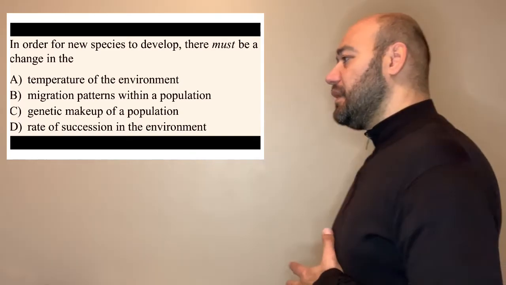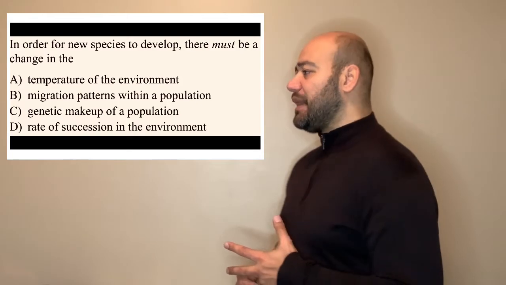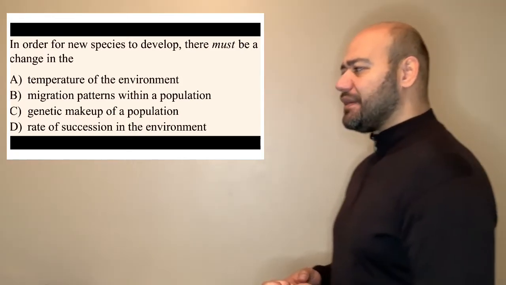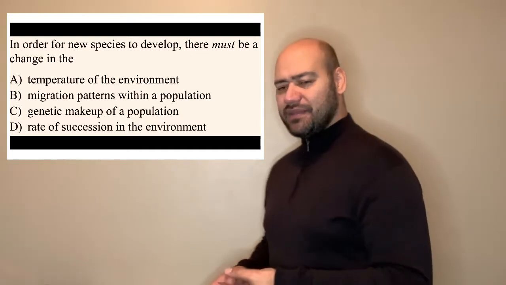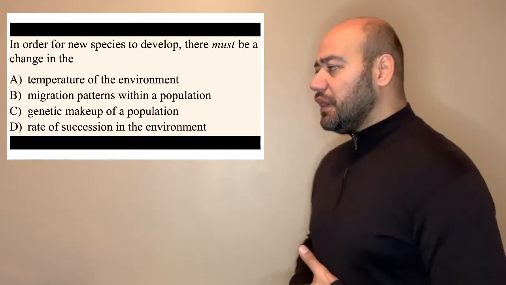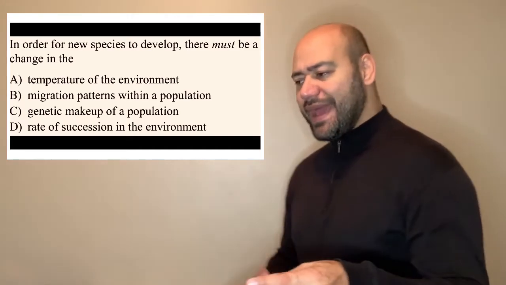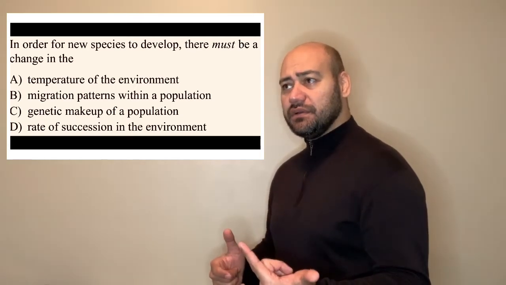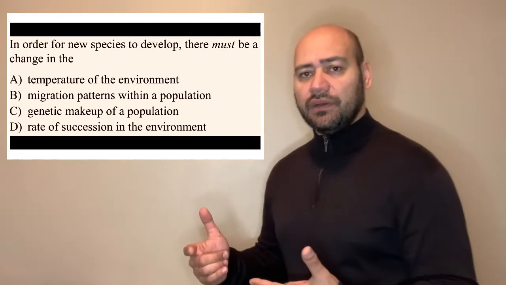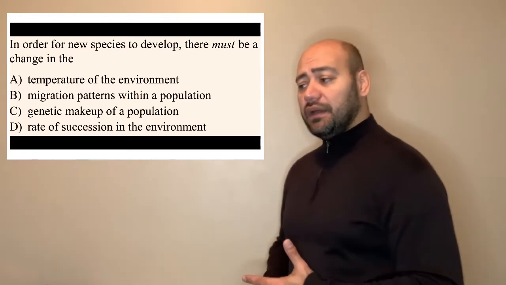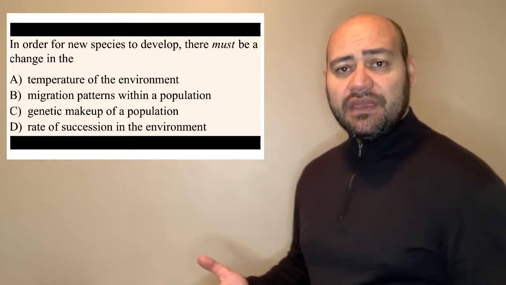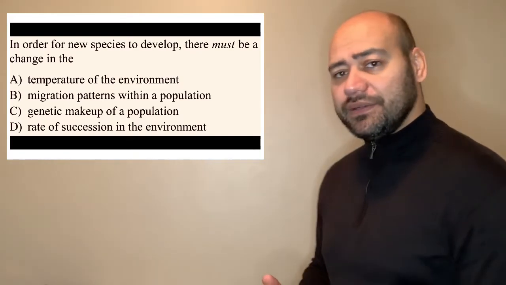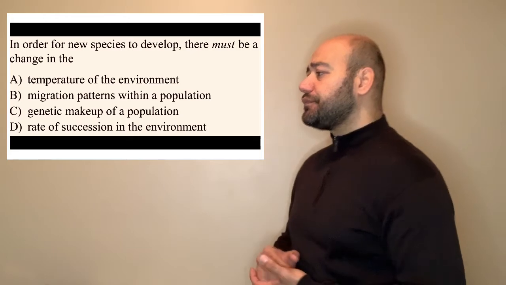A is wrong. B, migration patterns within a population. In order for new species to develop, there must be a change in the migration patterns within a population. Okay, so if panthers, again, or eagles or whatever, start moving in a different pattern, for whatever reasons, do they lose feathers? Do their beaks change? Do they get like a third eye? I don't think it's gonna happen. Just because you change the migration pattern, I think it's the wrong answer.